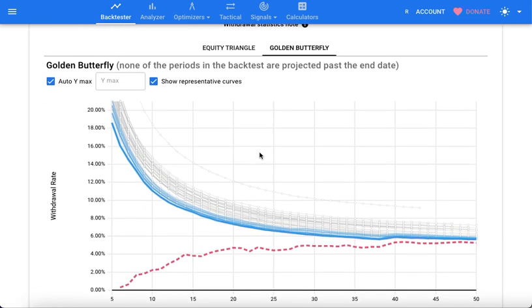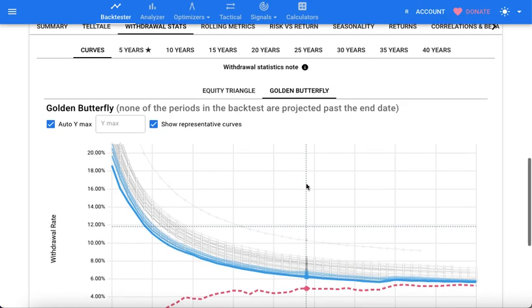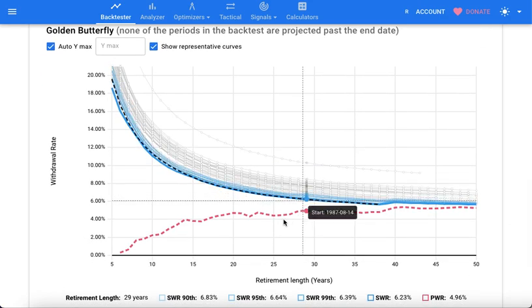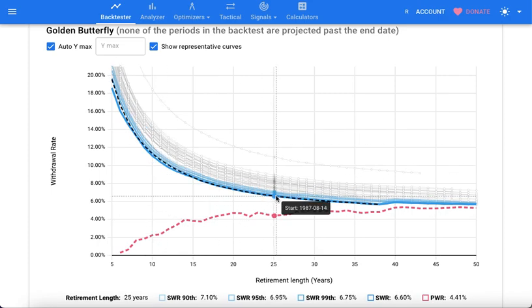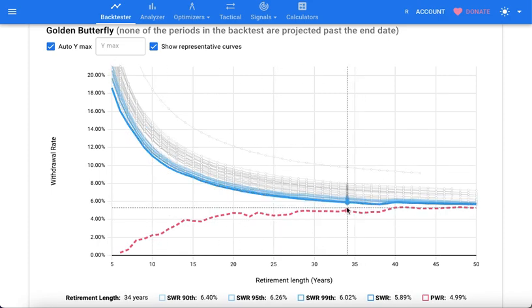Okay, so this is the golden butterfly. I do wish we could put on both portfolios at the same time, but we can't. And anyway, we get this wonderful curve. Okay, so you can see here that I've chosen 25 years, and that's about the time where this curve really starts to flatten out.